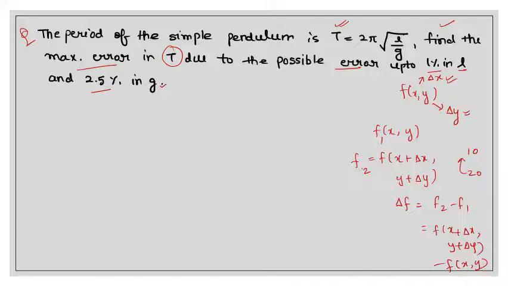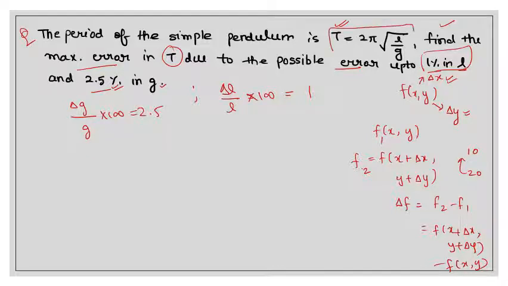Let's see how. Here what is given to you? 1% in length. So the error which is given to you, that means change in length over the original length into 100, then only you will get the values in percentage, right? This is 1. And how do you find the values in percentage? Change in numerator, original value in denominator, into 100. That is given to you as 2.5%, right? Now, what's the role of partial differentiation?